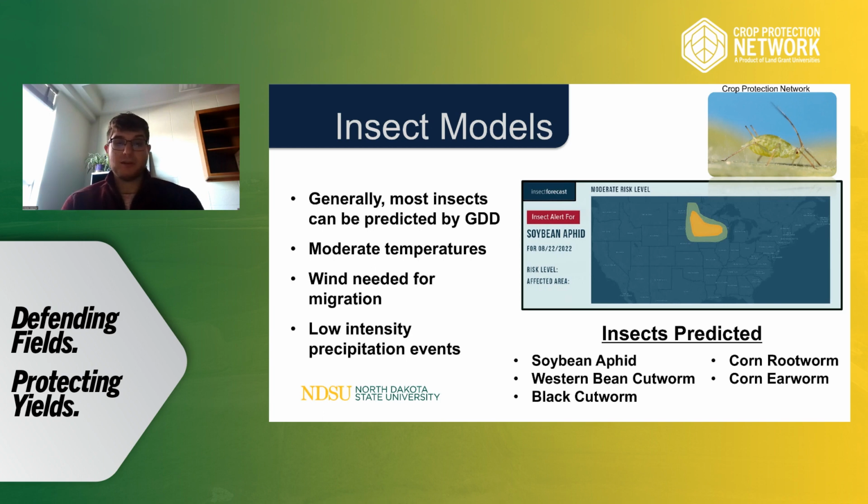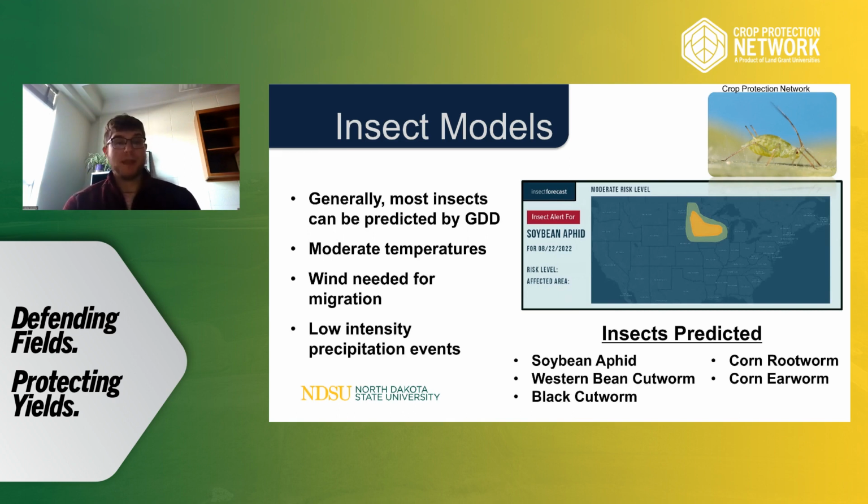This example here on the screen is showing a risk for soybean aphid on September 22nd of this past year, showing a moderate risk from Wisconsin over to northeast Nebraska and up through the Dakotas. And so these are updated on a regular basis to give recommendations of when these regions might see high insect pressures.